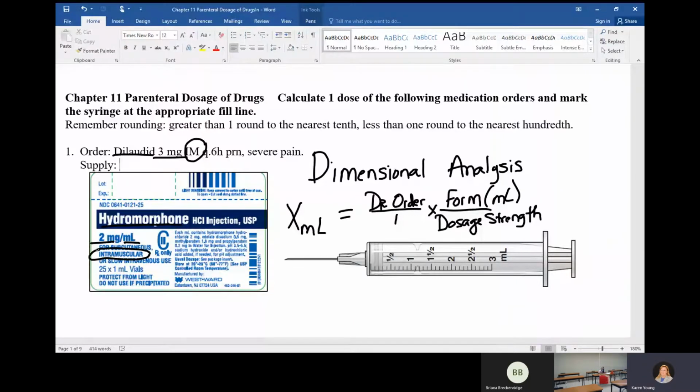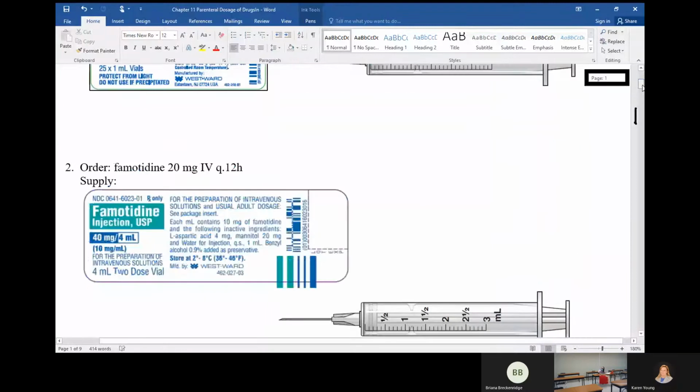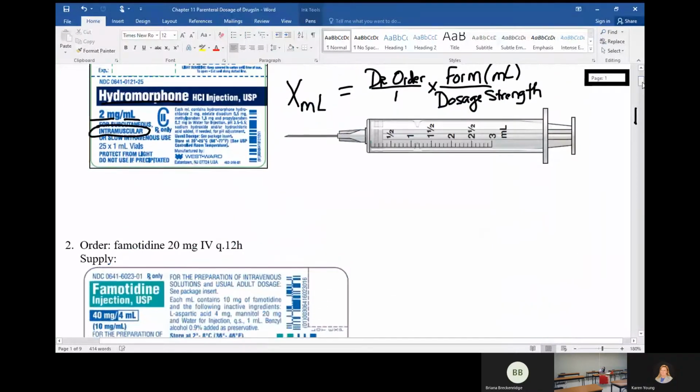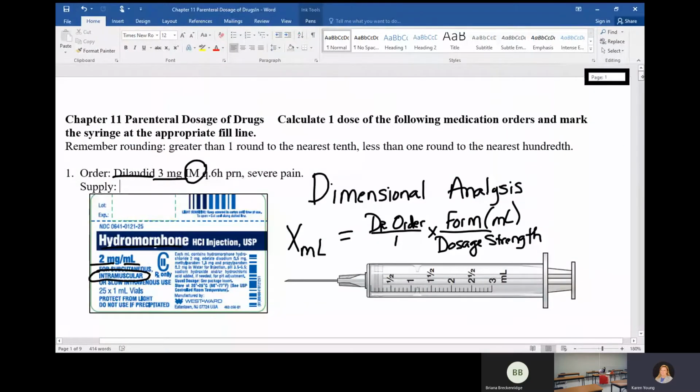All right, so let's calculate our dosage. And I'm going to raise my page up, hopefully, a little bit. It's not that much. Okay. Bear with me, guys. It's been like 11 years since I've done the smartboard thing.